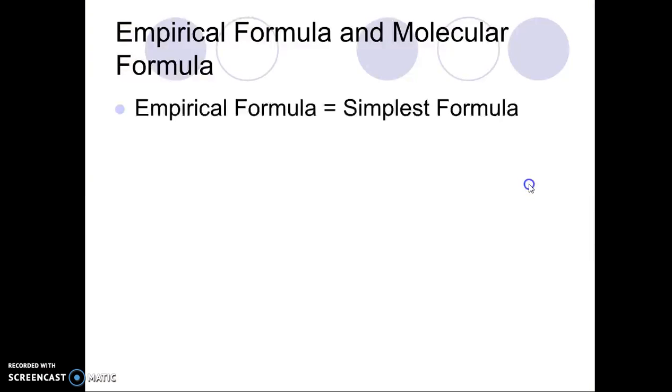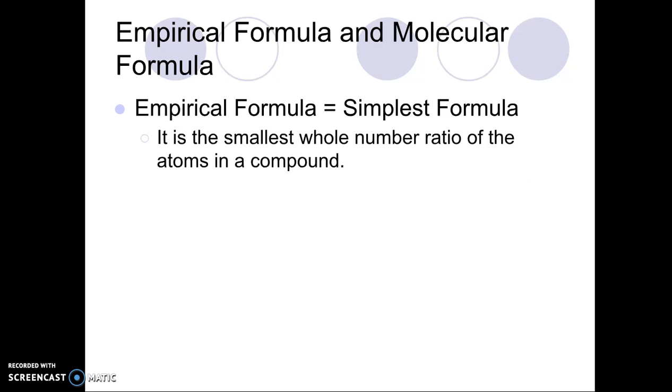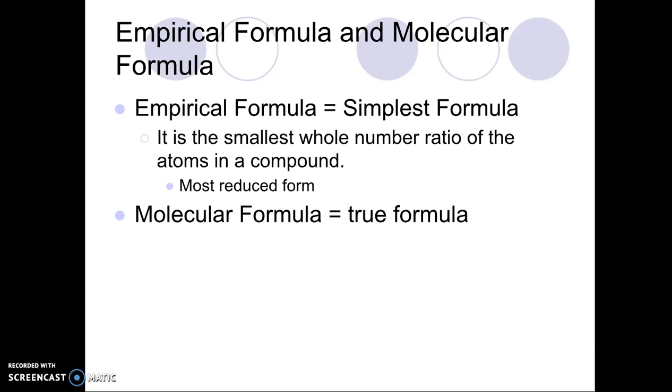So first of all, what is the difference? Well, an empirical formula is the simplest formula. It's the smallest whole number ratio of the atoms in a compound. Another way to think of it, it's the most reduced form. It's not always the true formula though. You can take a true formula and reduce it down, and I'll show you that in an example.